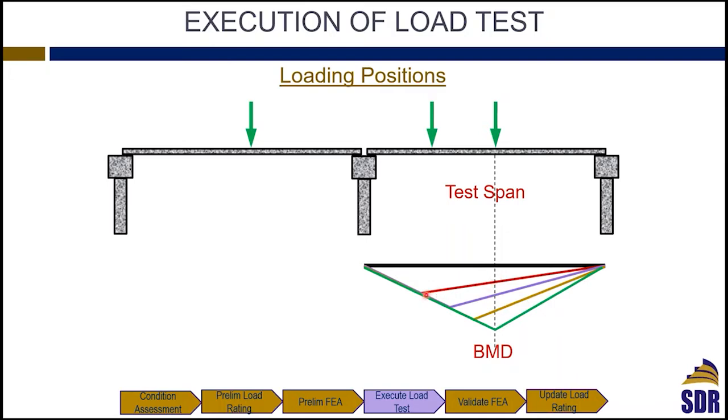So we are incrementally increasing our load and taking measurements at each step. And while we're taking those measurements, we are comparing them to what we are expecting from our pre-analysis finite element model to make sure that we are not overloading the bridge. So the load has also to be applied incrementally in the 1 lane loaded case and the 2 lane loaded case.